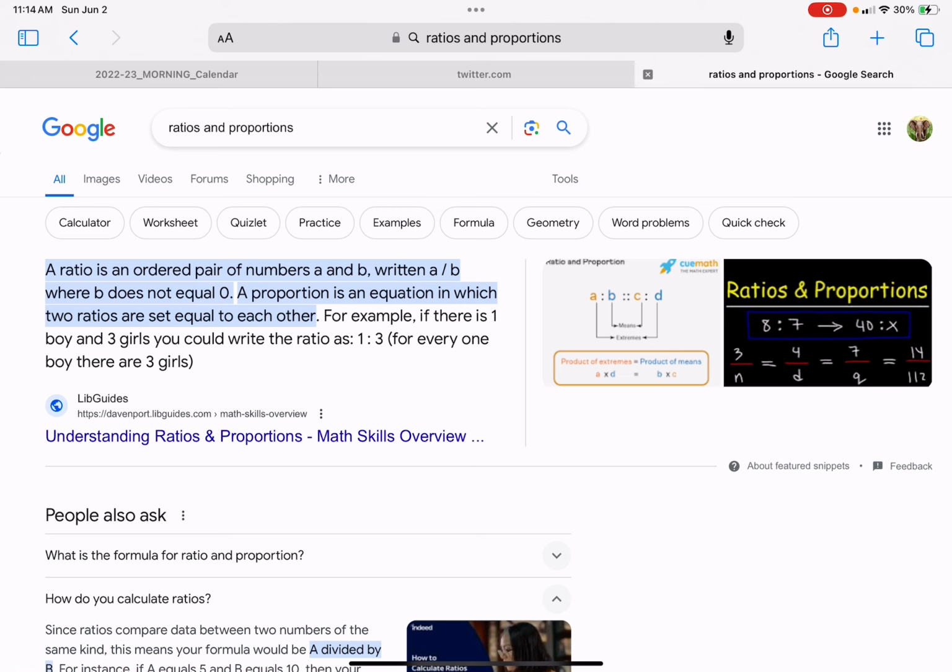A ratio is a relationship in which for every x units of one quantity, there are y units of the other quantity. So a rate is a ratio involving two quantities measured in different units.